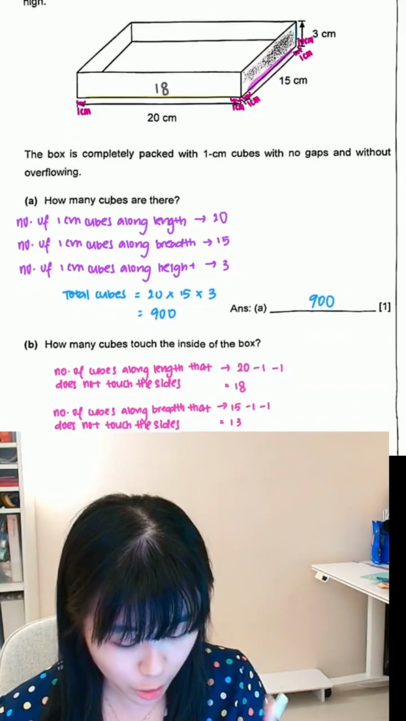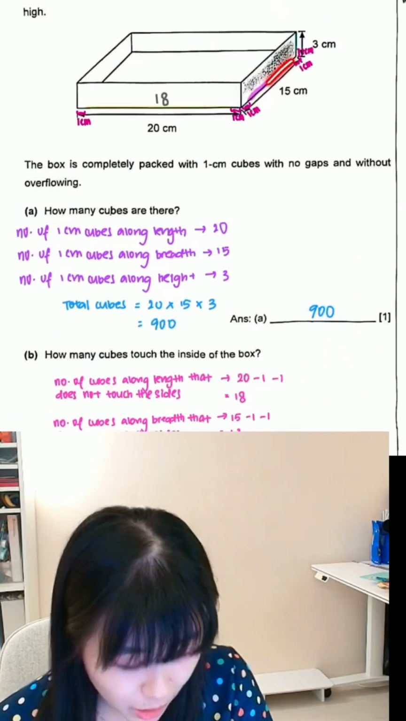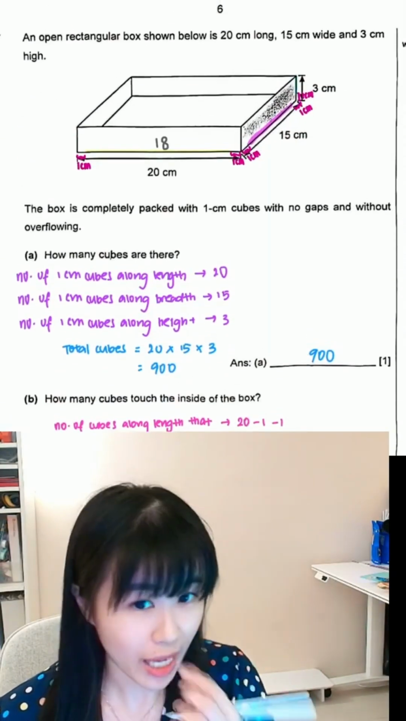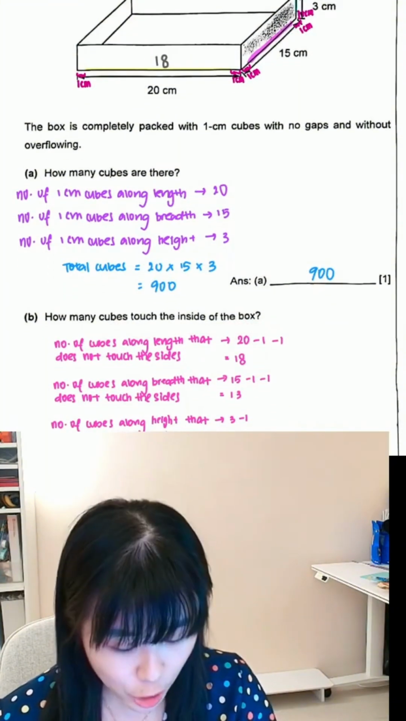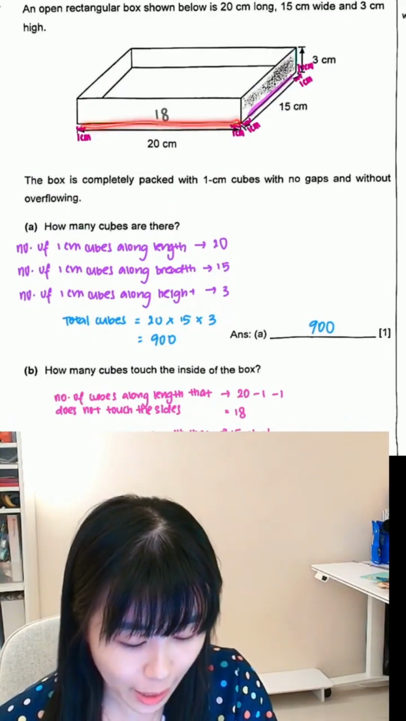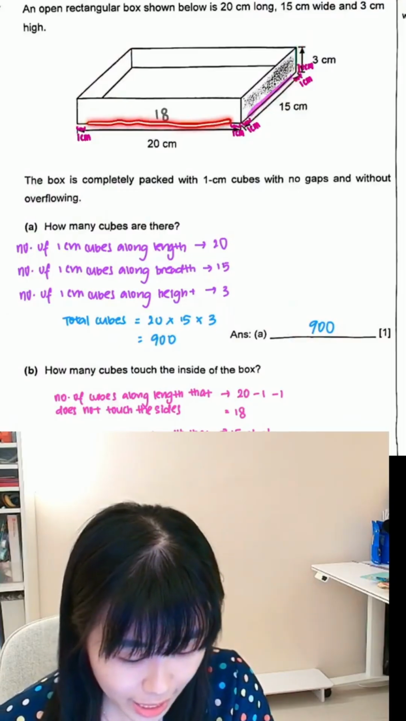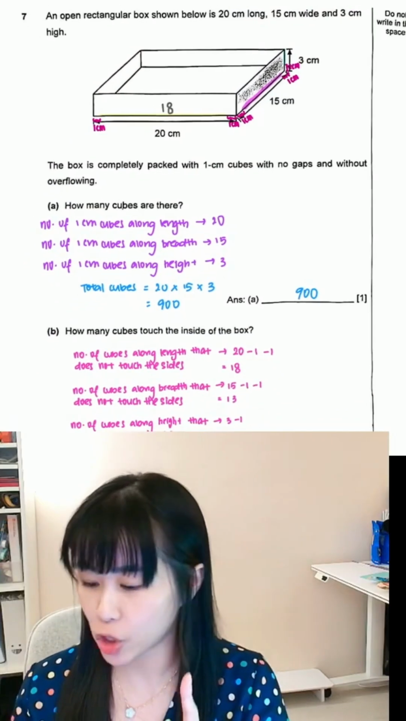Then what I do with these three things is I multiply together. I take 18 times 13, the pink color part, times 2. I will find 468. After I find that, to find the part that will touch the inside of the box, just take the total current volume, 20 times 15 times 3, which is 900. I minus the part that is 18 by 13 by 2 to get the cubes touching inside of the box.